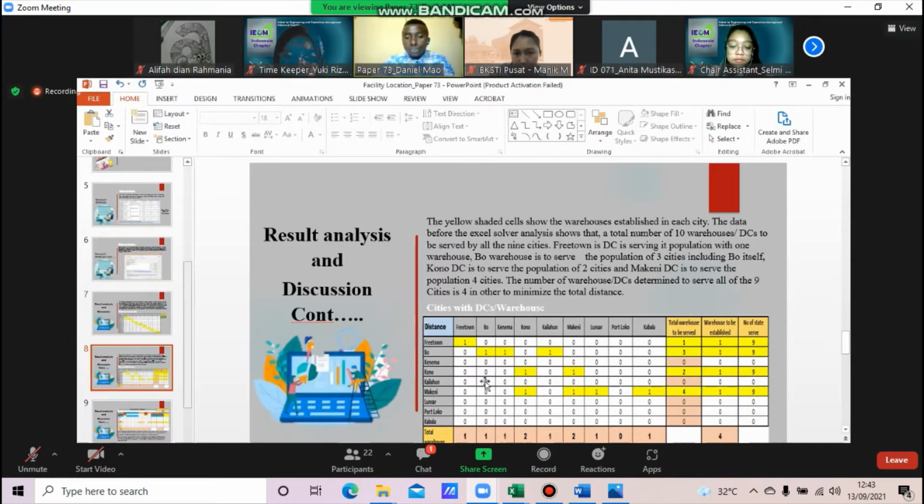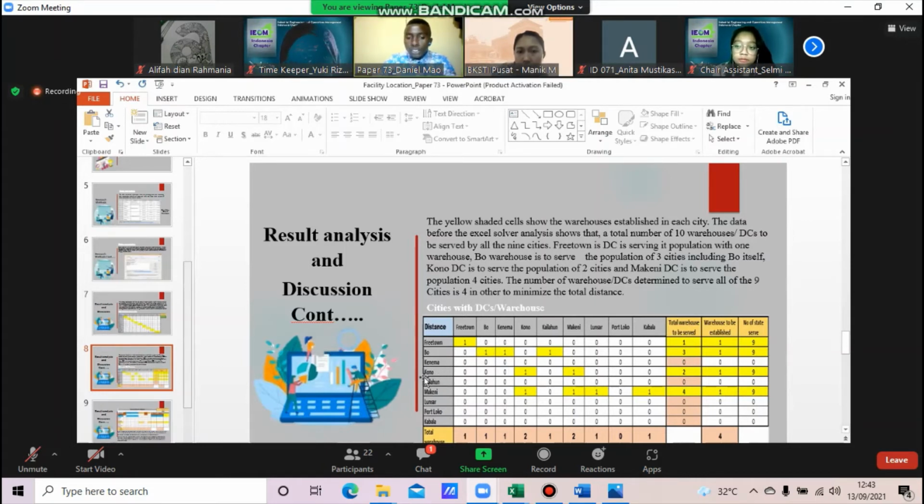Looking at Kenema, there is no warehouse at Kenema to serve all the cities, but Kenema falls under Bo, which is to serve it. Here is Kenema, and here is Kailahun. Kenema has no warehouse of its own, but it will access the facility from Bo, which is the closest point.